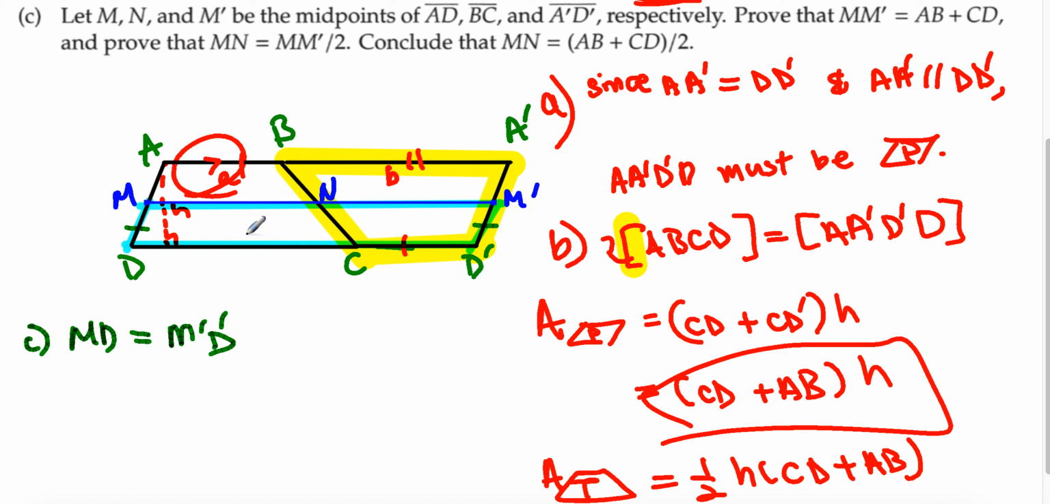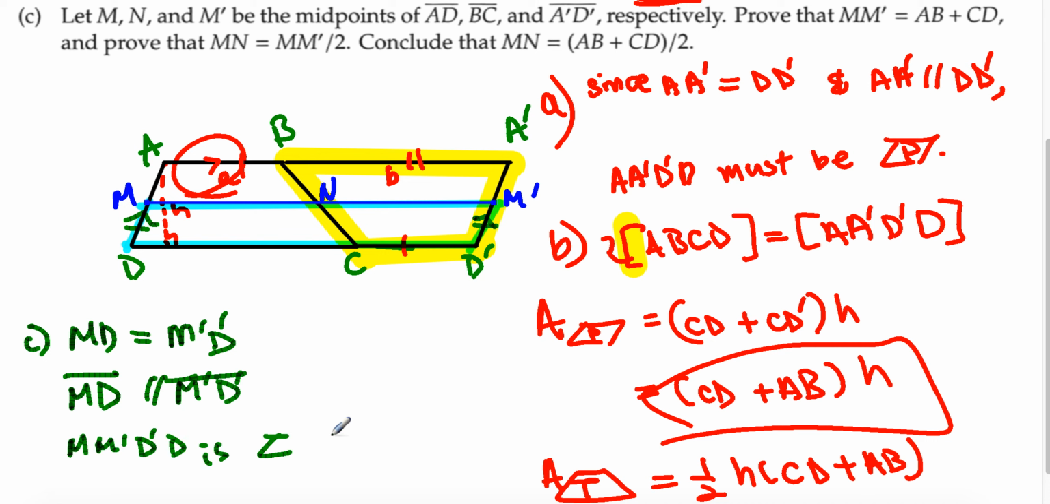Now, these are also parallel as well. Why? Because when opposite sides are parallel, their segments must be parallel as well. So we get to realize that MD must be parallel to M prime D prime. Those two line segments must be parallel. Then since one pair of opposite sides are congruent and parallel, this is good enough reasoning for us to say that M prime D prime D must be a parallelogram.